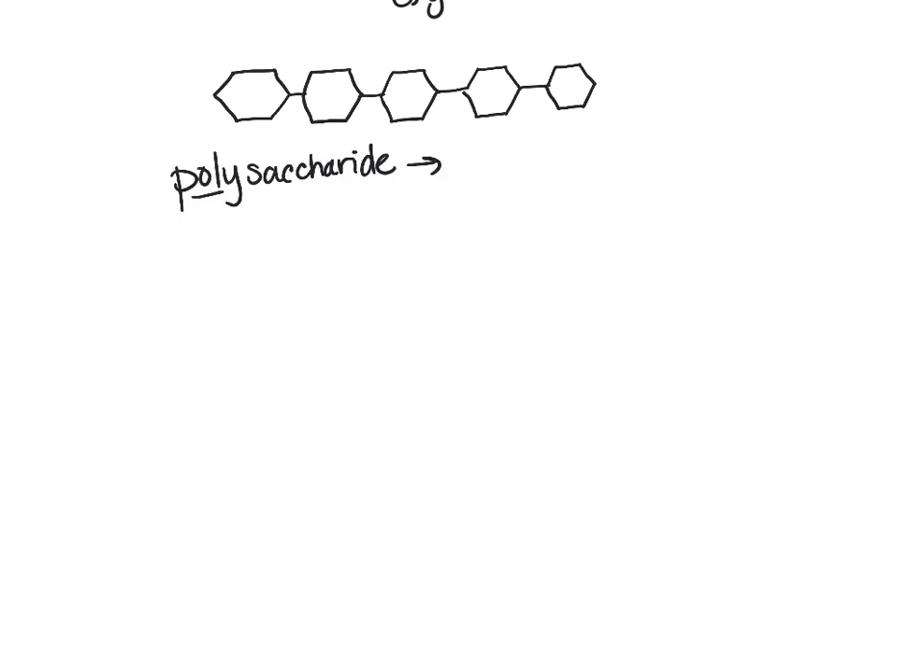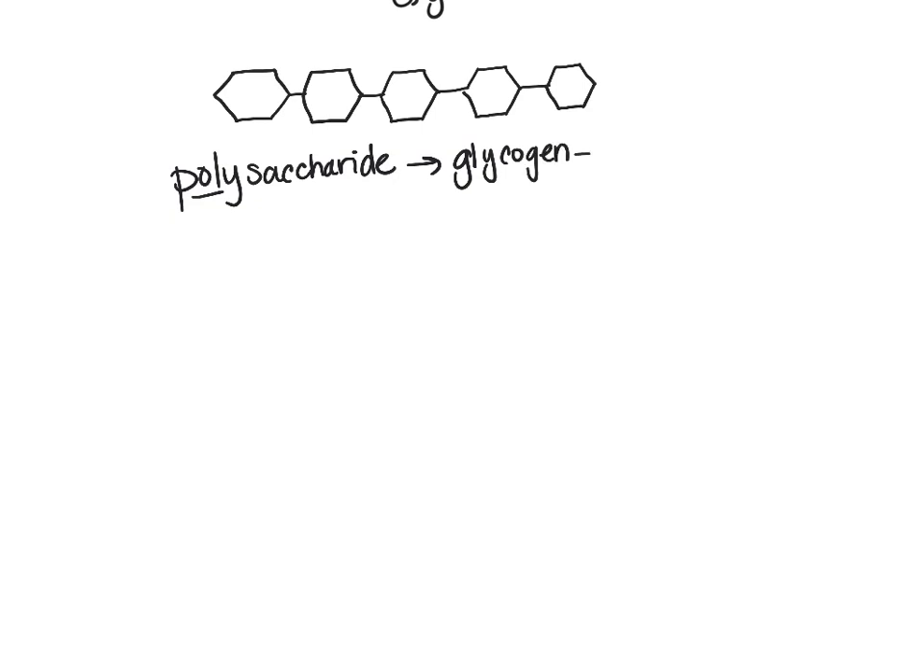Now, if I added more, then we no longer have a monosaccharide, which would be a single saccharide. We no longer have a disaccharide because it's more than two. What we have here is a polysaccharide. Poly meaning many. So this would be an example of a polysaccharide. And we have a couple of polysaccharides that you should be familiar with. The first polysaccharide you should be familiar with is called glycogen.